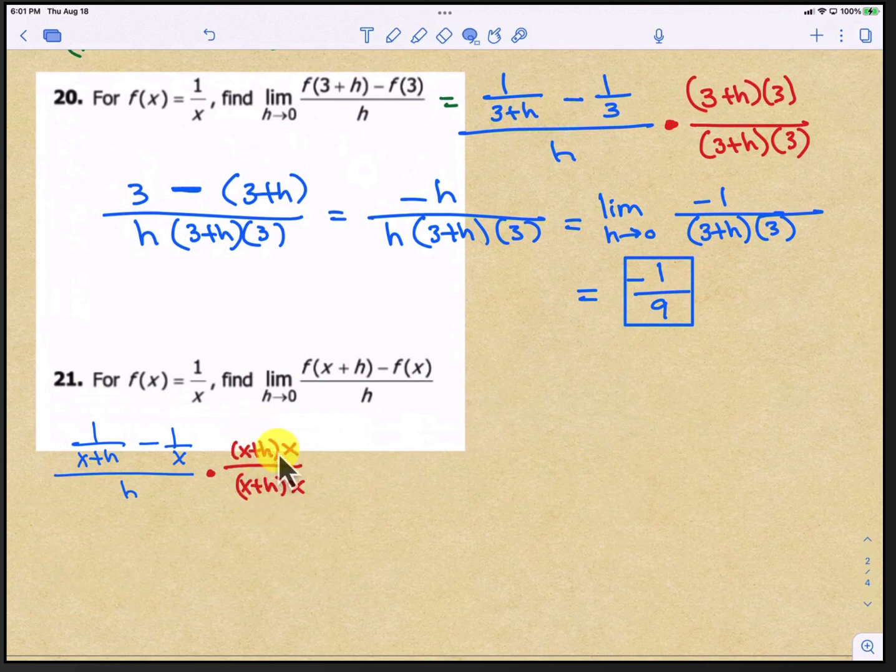Now this x plus h times x multiplied by this first fraction, that will cause the x plus h's to cancel out, leaving us with 1 times x. And that's just x. And then x plus h times x multiplied by 1 over x will cause the x's to cancel, and that's going to leave us with 1 times x plus h, which is just x plus h, and the minus in the middle carries over.